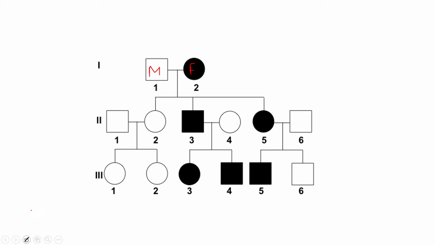And after that, we have these lines. What do they mean? They are marriage links. So this means these people are married, they are married, they are married, and they are married.